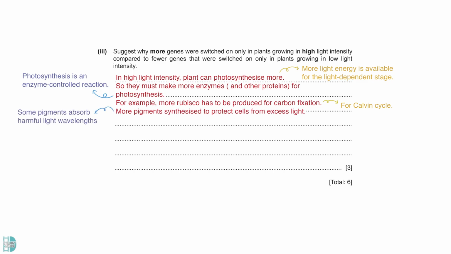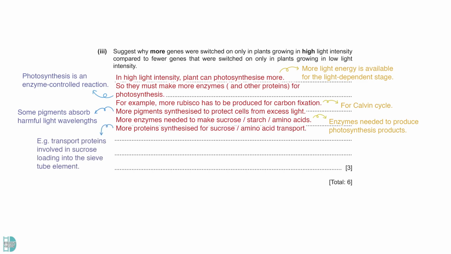More pigments are synthesized to protect cells from excess light. Some pigments absorb harmful light wavelengths. Enzymes needed to produce photosynthesis products, such as sucrose and amino acids, must also be synthesized in greater amounts. More proteins are synthesized to transport assimilates, such as sucrose. For example, the transport proteins involved in sucrose loading into the sieve tube element.